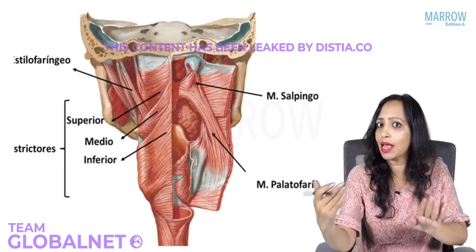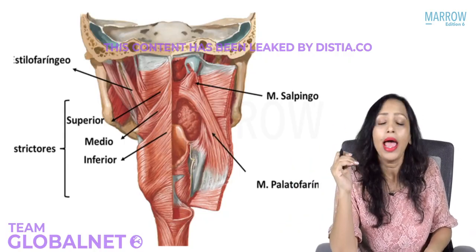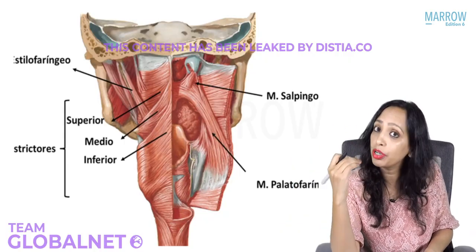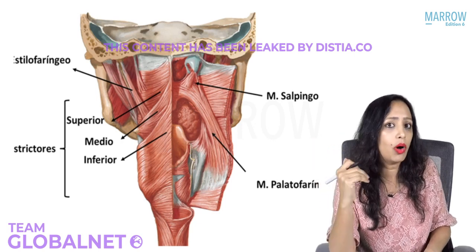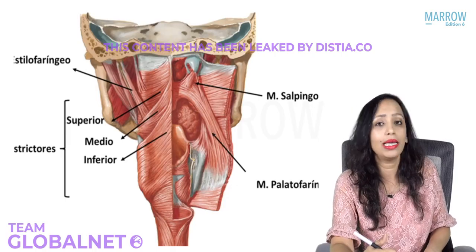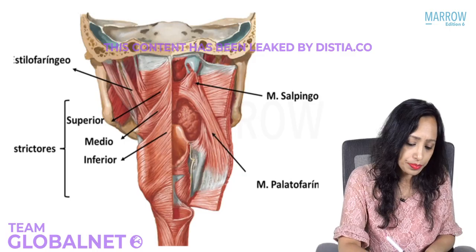And to see the muscles, I have removed the first two layers. What are the first two layers? Yes, the epithelium has been removed, and the subepithelial lymphoid tissue has been removed, and also the pharyngobasilar fascia has been removed, right? So now what I am seeing directly is the muscles. So the longitudinal muscles are these muscles that you can see here.